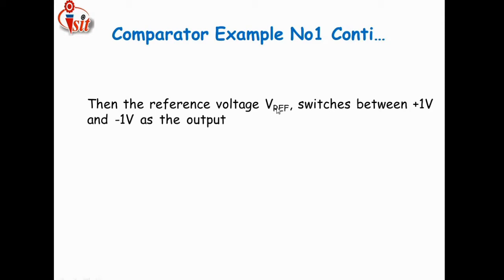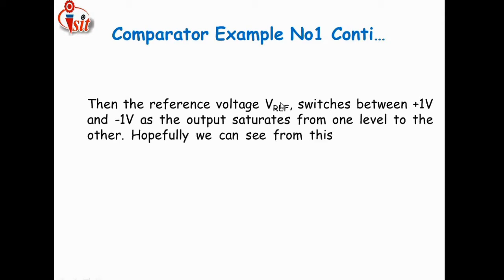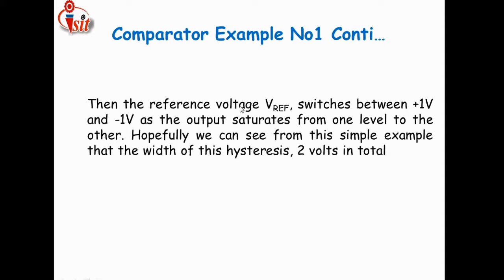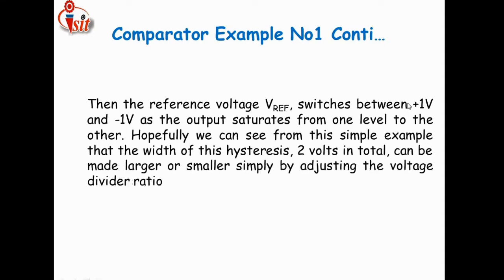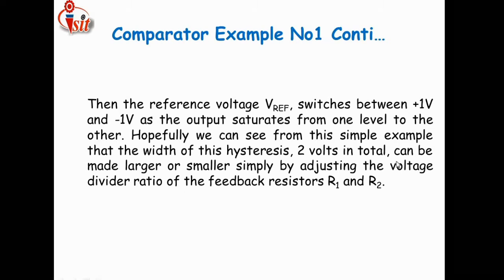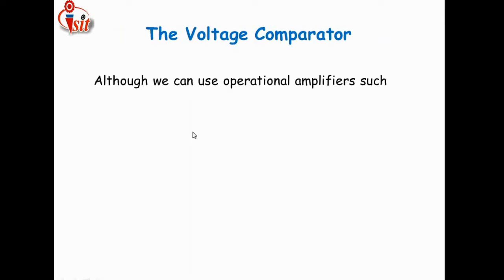The conclusion from this example is that the reference voltage, V reference, switches between positive 1 volt and negative 1 volt as the output saturates from one level to another. Hopefully we can see from this simple example that the width of this hysteresis, 2 volt in total, can be made larger or smaller simply by adjusting the voltage divider ratio of the feedback resistors, that is R1 and R2.